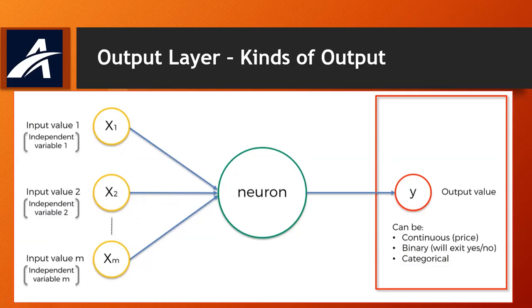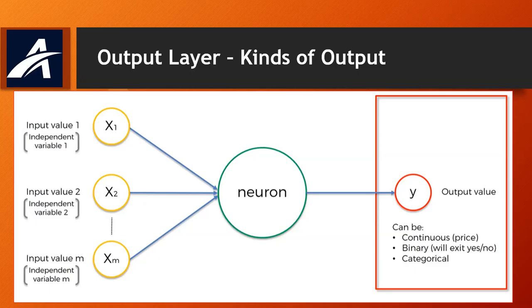But if it is a problem where it is either a cat or dog, and we train our network to determine whether it's a cat or a dog, then the output would be binary. It's either yes or no, or cat or dog. So that is binary. Categorical is when it is multi-class.